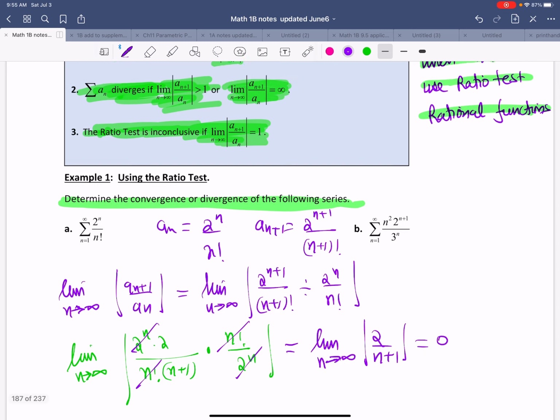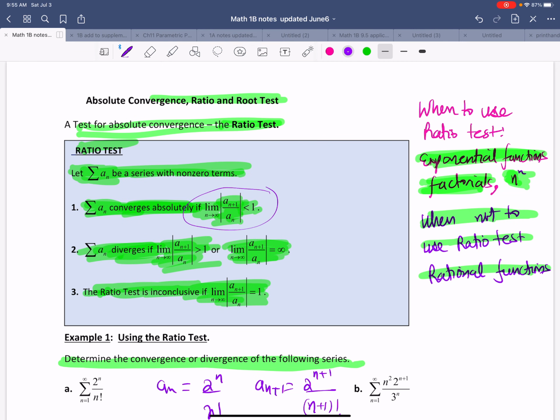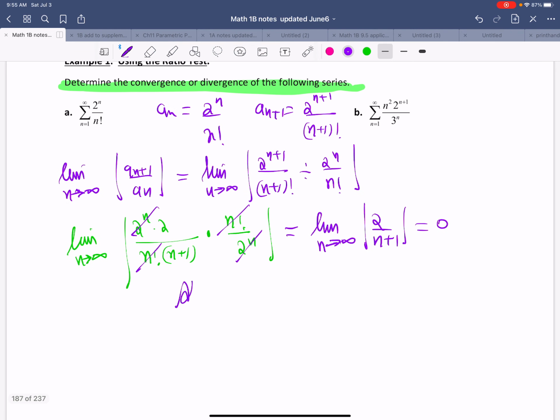So if this limit goes to 0, and we said if our limit turns out to be less than 1, then we have absolute convergence. Absolute convergence if the limit turns out to be less than 1, and 0 is less than 1. So we do have absolute convergence in this case. Let's check out another example.